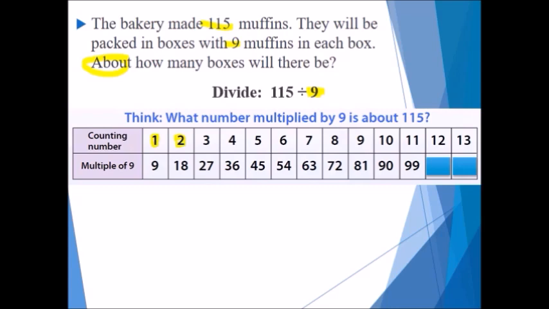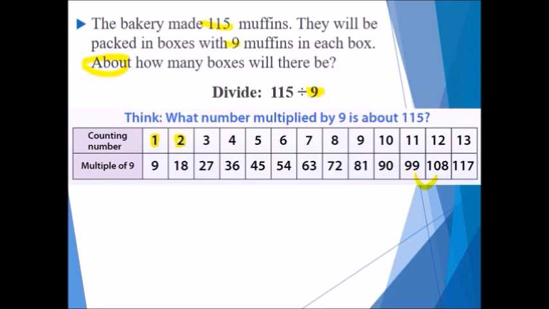After 11, how can you find the next missing multiple in the table? You can just add 9 or you can multiply 12 times 9. It's 108. 108 is still less than 115, so multiply 13 by 9. It's 117. 117 is greater than 115.